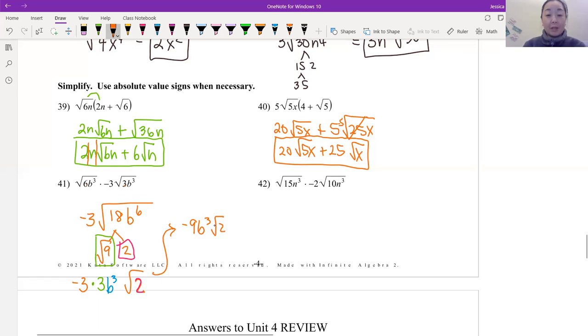Do we need any absolute values? Yes, we do, right here around the b to the 3rd, because b to the 3rd has the potential to be negative. In the answer, if you looked, it does say this. So it's going to be -9b squared times the absolute value of b, square root of 2. It's the same thing. This is a more simplified version.